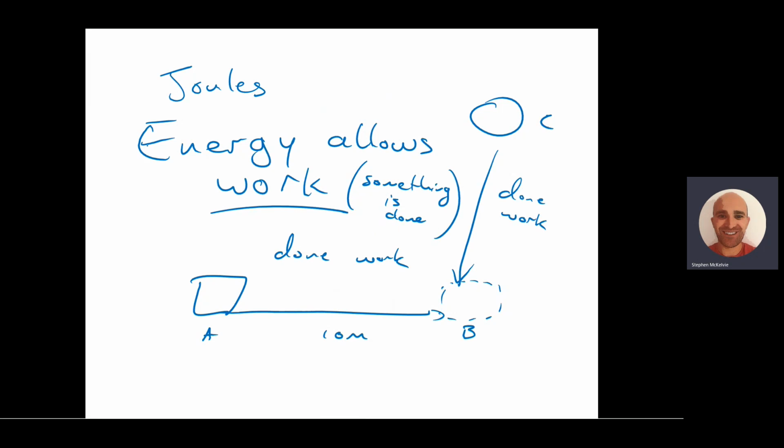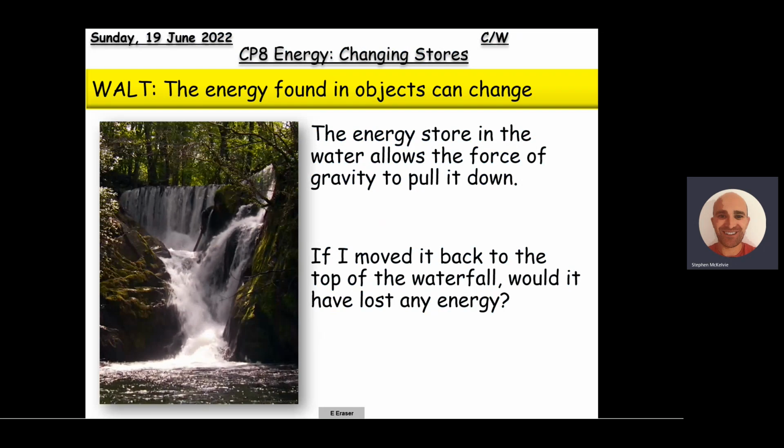Now, energy comes in different types. The energy that would have been in this person, where they're pushing this box, would have been different to the energy that is being used to allow this ball to drop. And those different types of energy will determine what kind of work can get done on the objects. We'll have a quick look at all the different types in just a second, but for now we just have to know that energy stores allow work to happen.